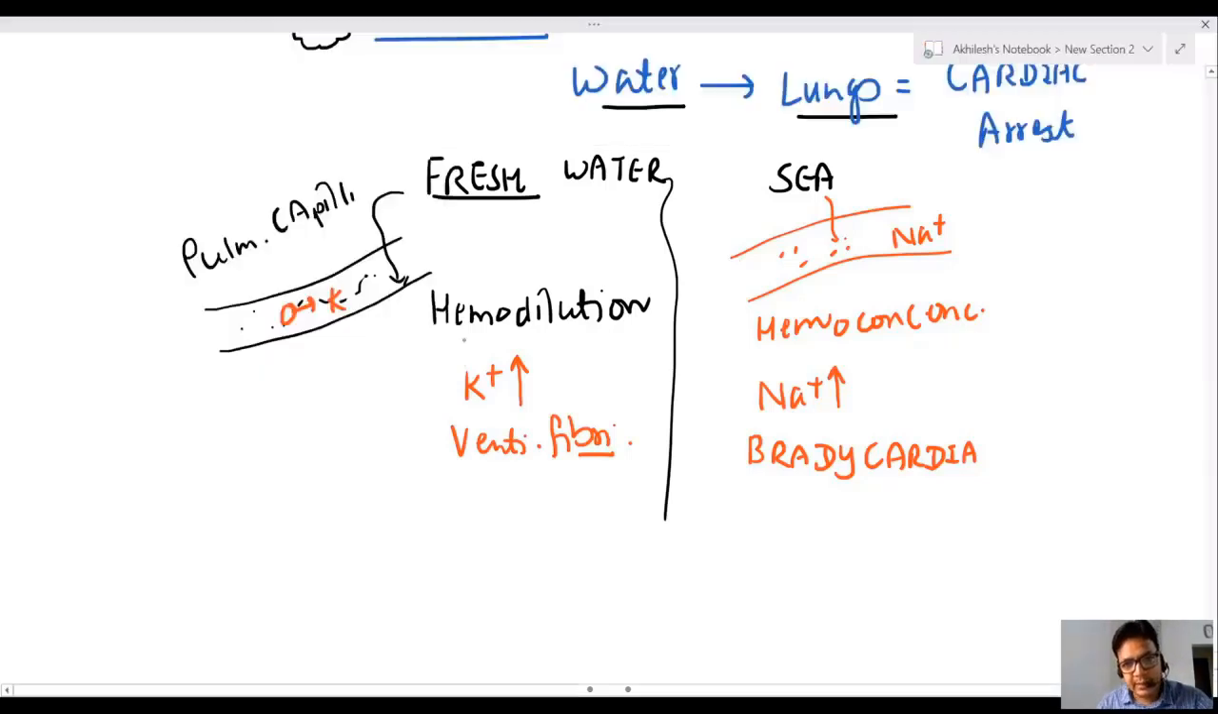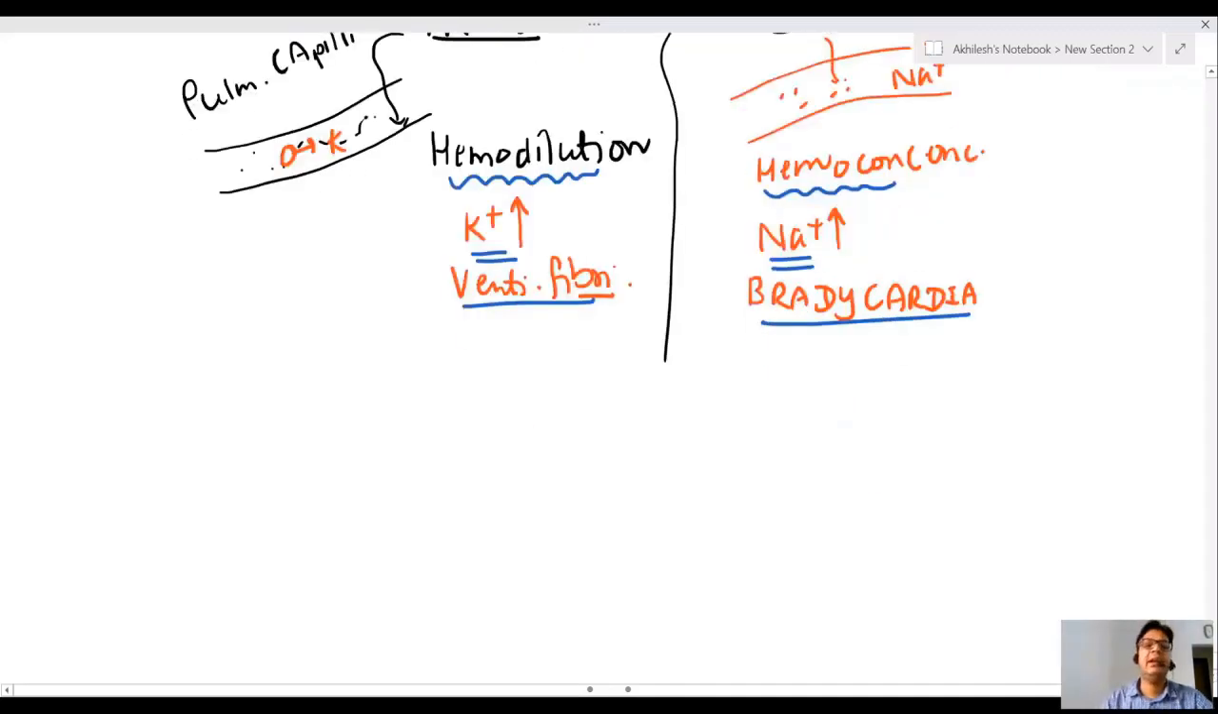Fresh water goes in pulmonary capillaries, it is hemodilution. RBC liberates potassium, it is hyperkalemia. Hyperkalemia causes ventricular fibrillation. Seawater already contains sodium, it is hemoconcentration, hypernatremia, and it causes bradycardia. Now, which is the faster cause of death, sir? Ventricular fibrillation is the faster cause of death. It means in wet drowning, freshwater drowning, the person dies earlier.